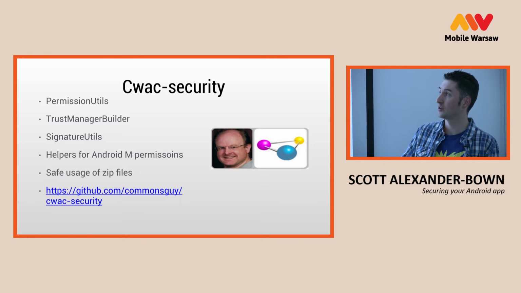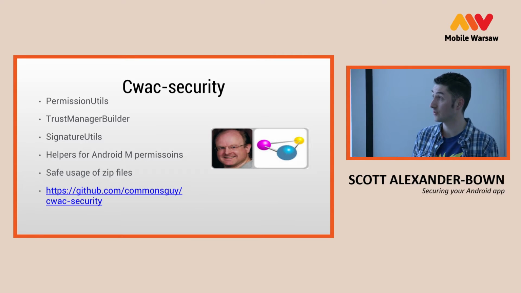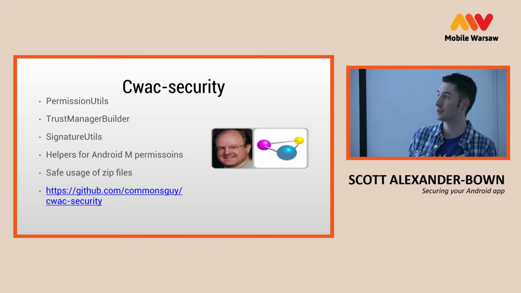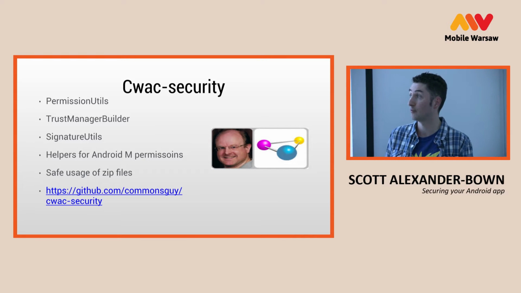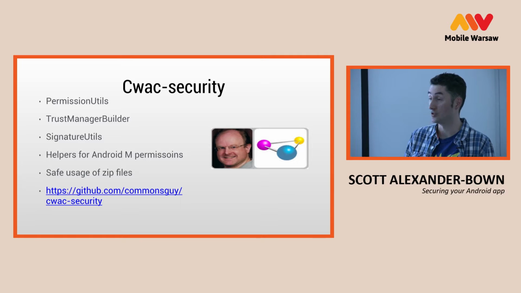There's a Trust Manager builder which is helpful to allow you to use self-signed SSL certificates. It also allows you to do some SSL pinning as well. Signature Utils is a useful app for if you want to share data between apps and you don't have them signed with the same key.